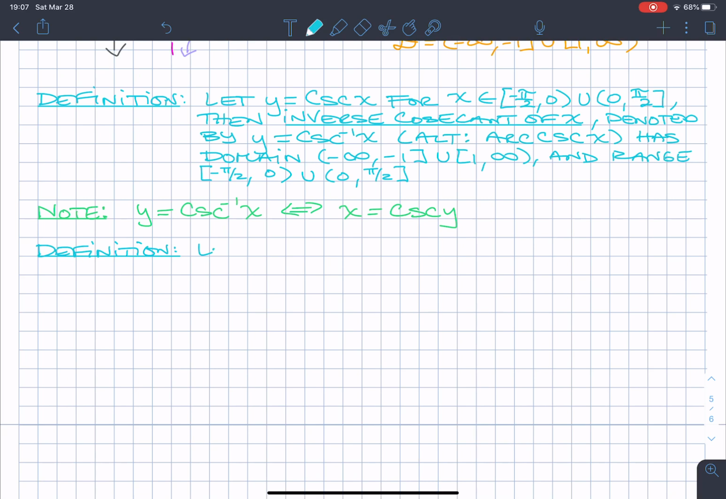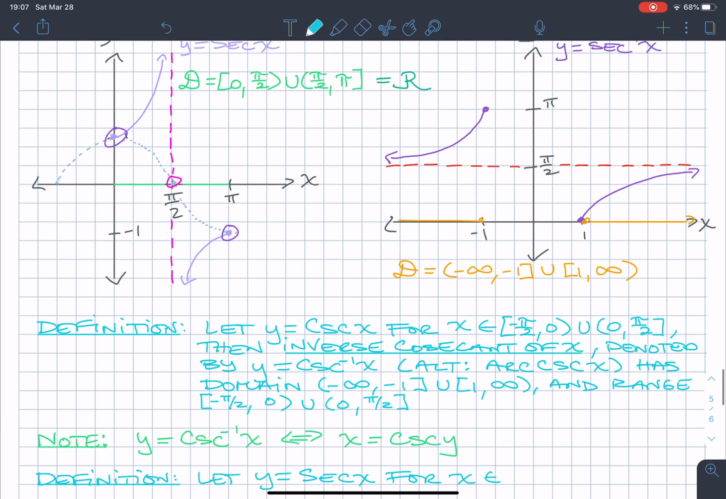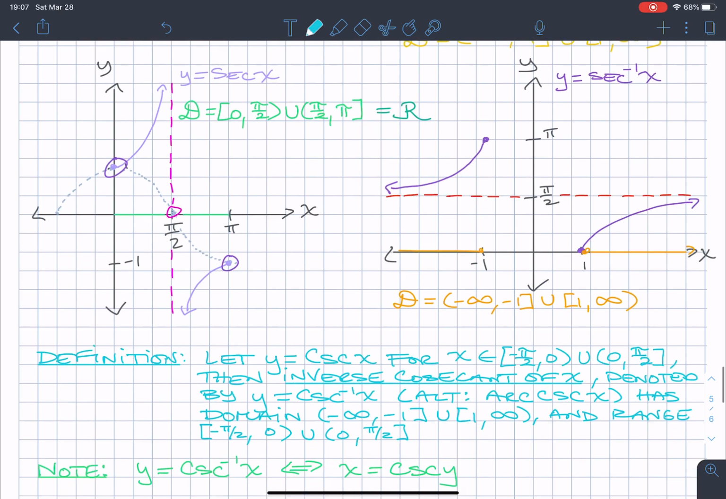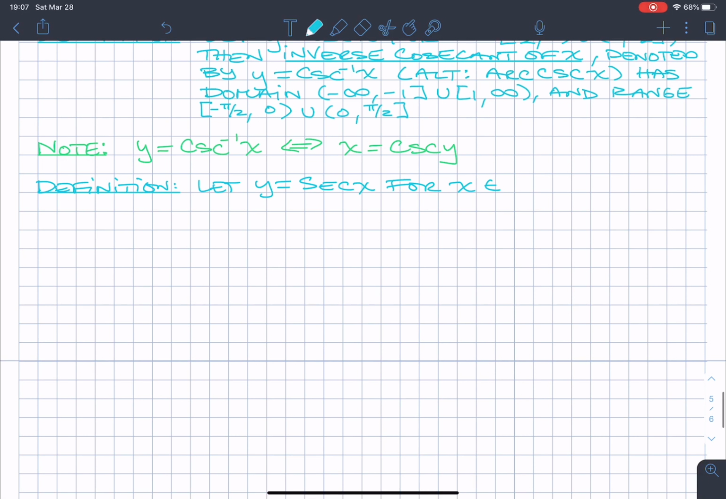So if I let y be equal to secant of x for x between, well, let's see, where would x be? Looks like it's between 0 and pi, excluding pi over 2. For x between 0 and pi over 2, start again on the other side of pi over 2 and go all the way to pi.